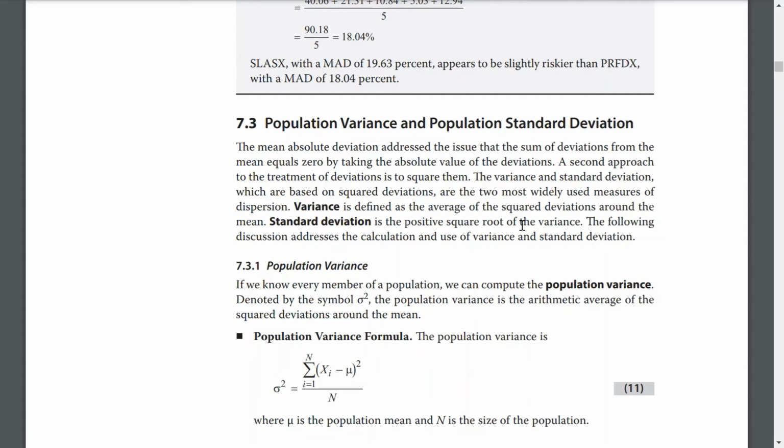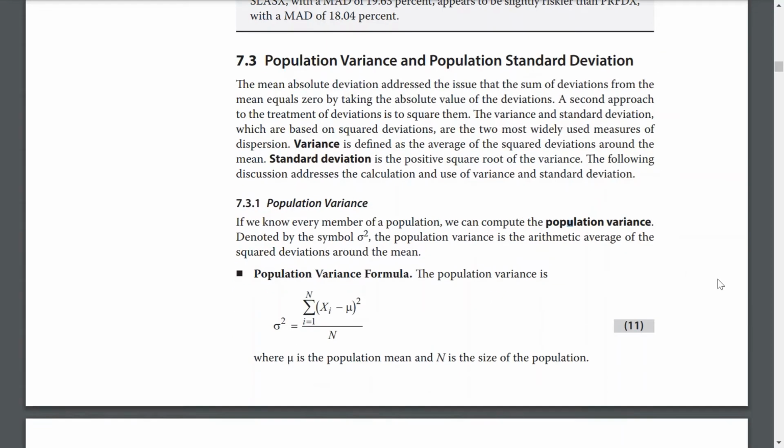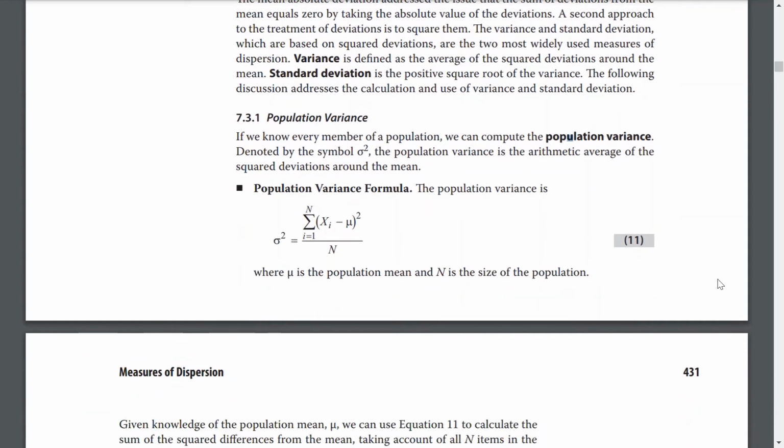So remember, standard deviation is the square root of variance. So if you multiply standard deviation by itself, you get variance. So just know that. A variance is defined as the average of the squared deviations around the mean. Standard deviation is the positive square root of the variance. So that's literally just what I was talking about. The following discussion addresses the calculation and use of variance and standard deviation.